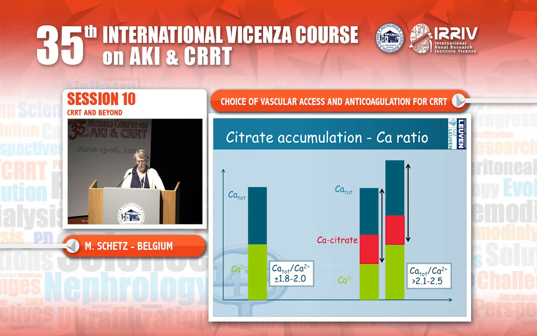And if you compensate this hypocalcemia to normal levels, then the total calcium will increase and the ratio will still be high. So the cutoff was originally 2.1, but in the most recent papers, 2.5 is used.